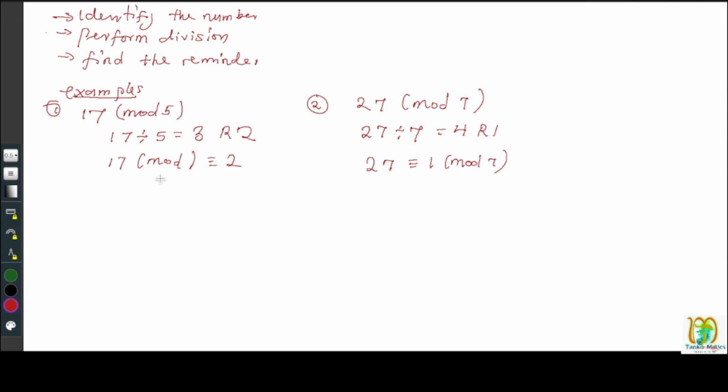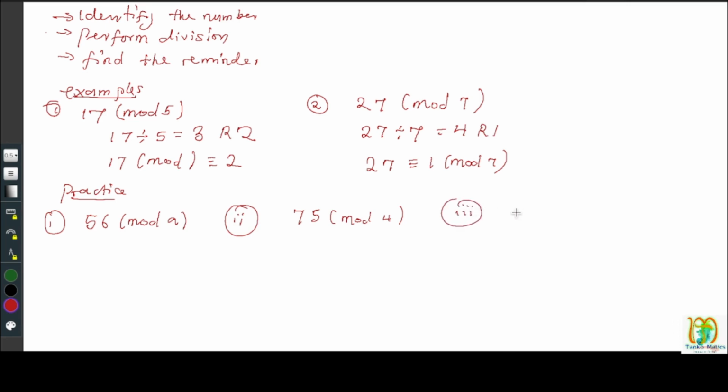You can pause a little and practice with this, just for emphasis sake. Say you can practice with 56 mod 9. Try this also: 75 mod 4, and then 101 mod 11. And that is it about positive numbers.